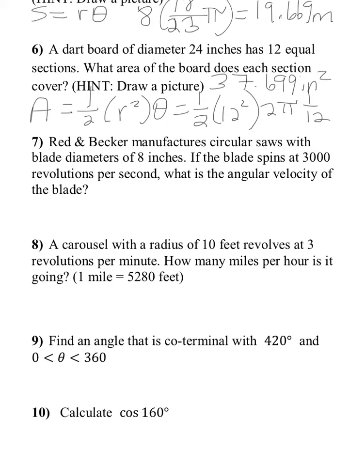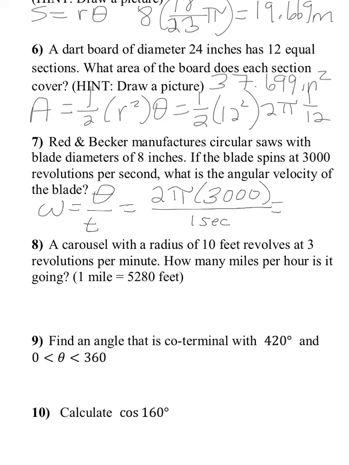And our angular velocity formula is omega equals theta over time. Well, we know that theta is 2 pi because every time we go around the circle, we go 2 pi. And we're doing that 3,000 times, so we need to include our 3,000 revolutions here. So 3,000 revolutions times 2 pi. And then we need to put in our time, which is per second, so 1 second.